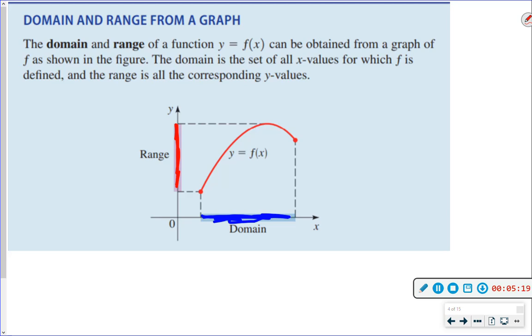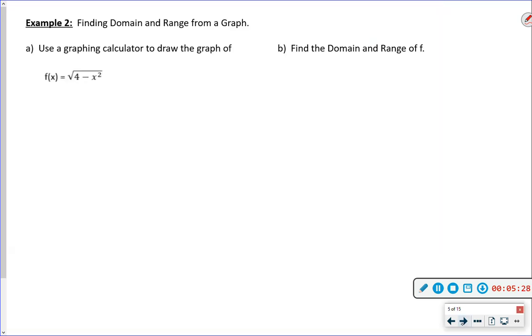So we're going to look at some graphs now. I'm not going to give you equations or anything. We should be able to just look at the picture and figure out domain and range. We're going to practice that a little bit. So many pictures. All right, use a graphing calculator to draw the graph.